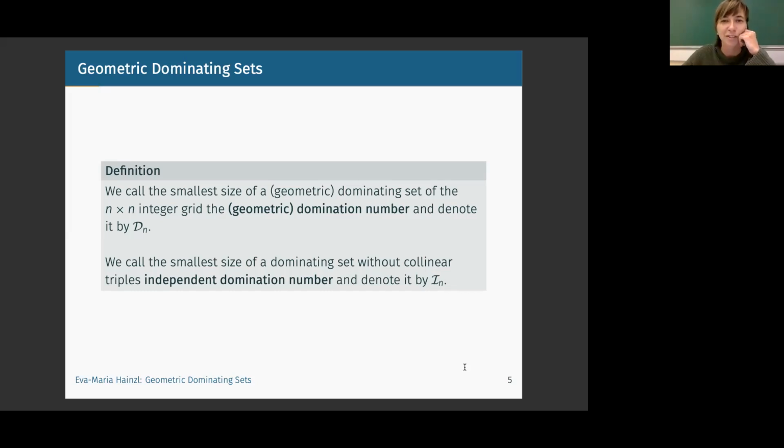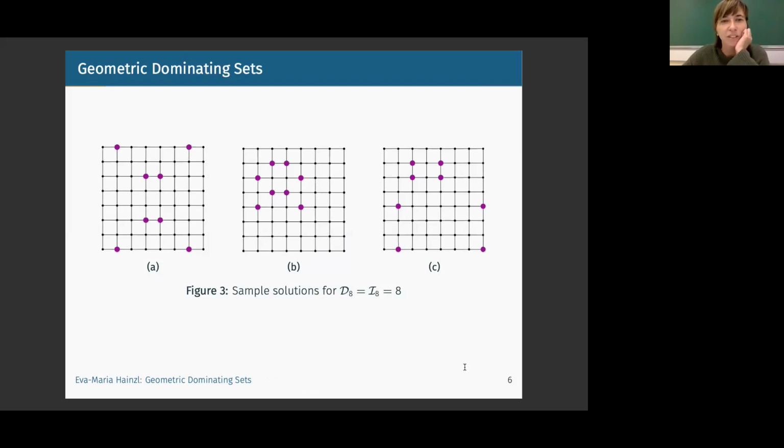Maybe as a solution to our 8 times 8 board that we considered before, in this case, d_8 and i_8 coincide. This is usually not the case, but here they coincide, and it's 8. And these are, for example, 3 sample optimal dominating sets, and they're all without collinear triples. You can see this one, the left one, is very symmetric. The right one, there are no symmetries at all.